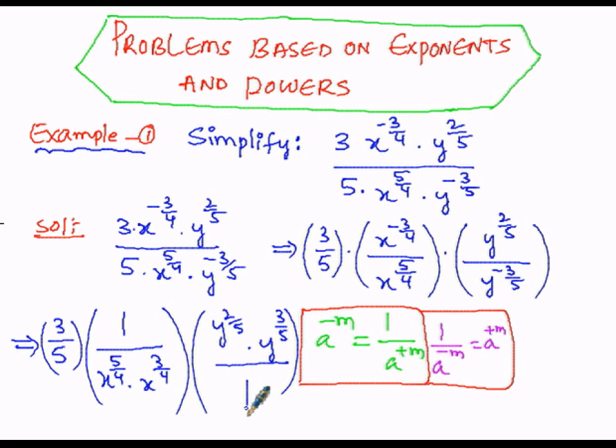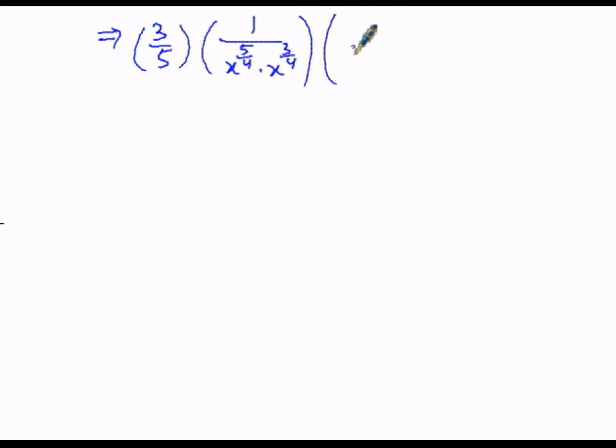So that implies 3 by 5 in the first bracket is kept as it is, whereas in the second bracket we got 1 divided by x to the power of 5 by 4 into x to the power of 3 by 4, as per the previous logical step. Here, in the next bracket, we got y to the power of 2 by 5 into y to the power of 3 by 5, overall divided by 1. This is the previous logical step.